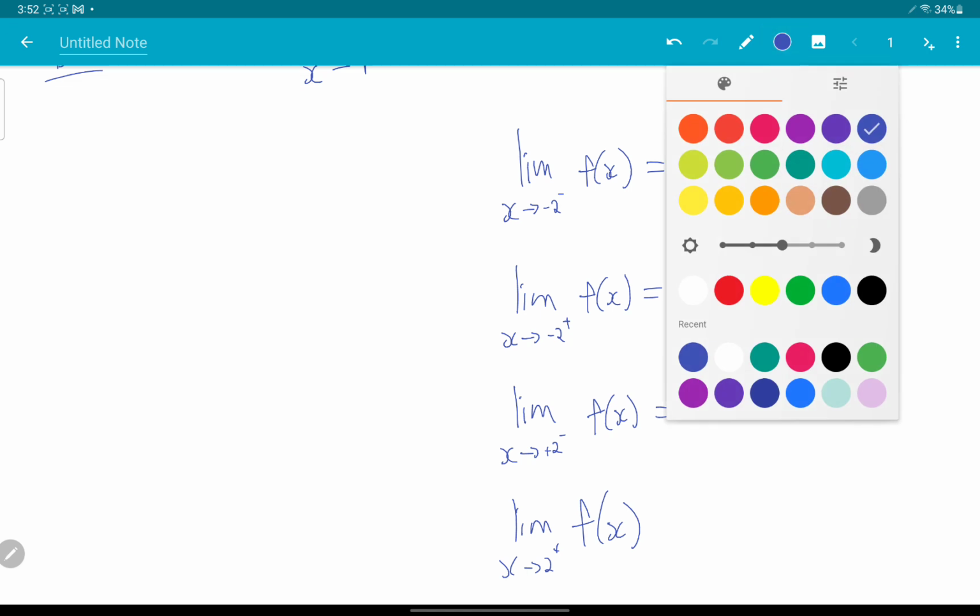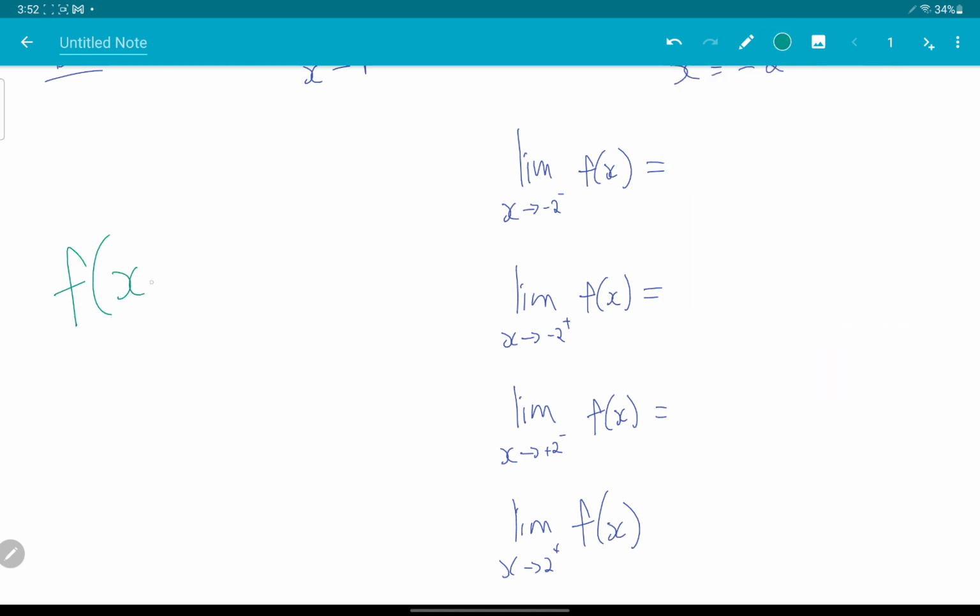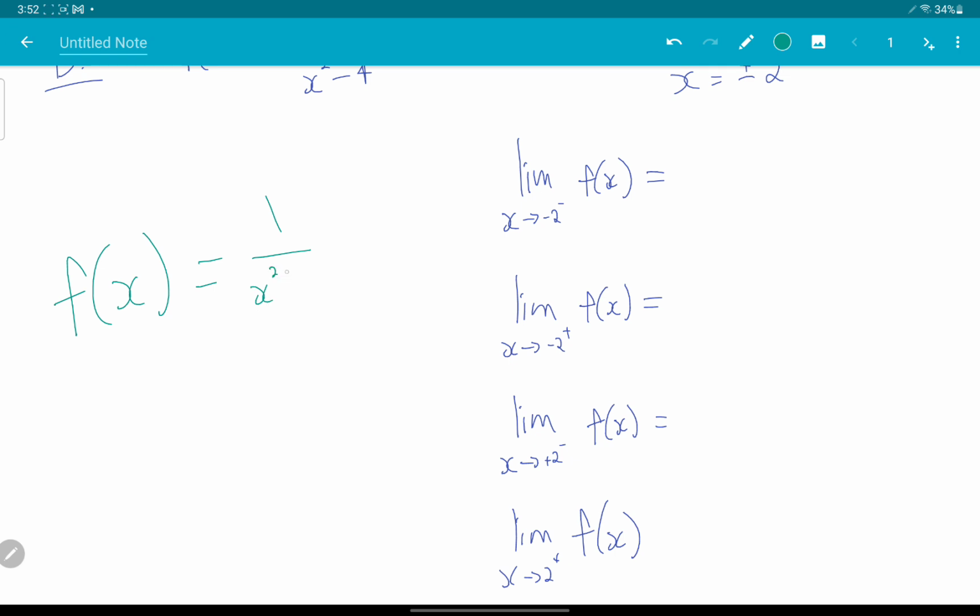Well, we will recall that f of x is 1 over x squared minus 4, which I'm going to factor as x minus 2, x plus 2. Am I going to factor that? I don't think that helps me. I think I'm just going to go ahead and leave it as 1 over x squared minus 4. Doesn't really help me too much.